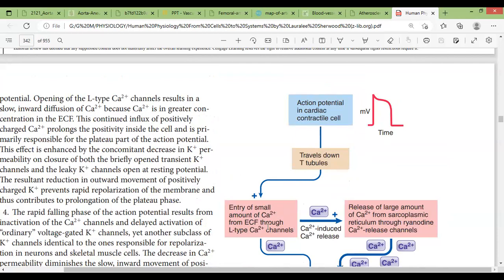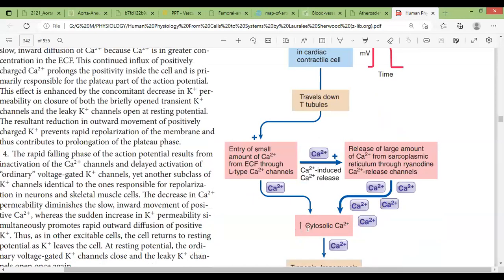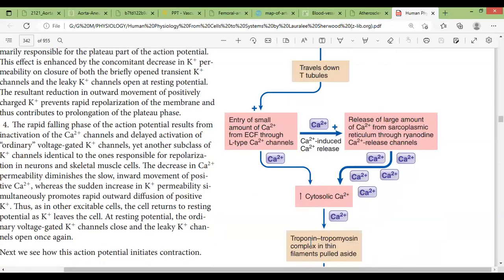But in cardiac muscle, it will trigger a small entry of calcium from the ECF, and that entry leads to something called calcium-induced calcium release. That little calcium entering triggers calcium release from the sarcoplasmic reticulum, and then the story remains the same. Calcium, troponin, tropomyosin stops blocking, cross bridge formed. After the cross bridge has been formed, we have the contraction.